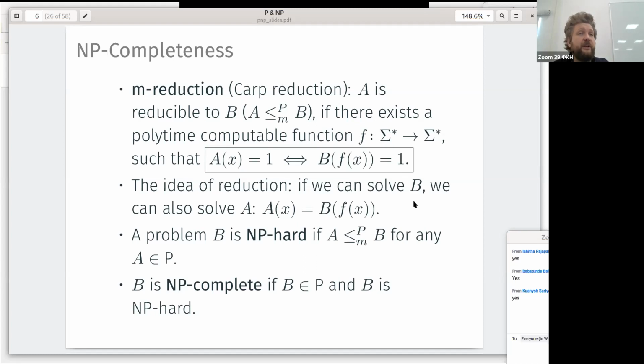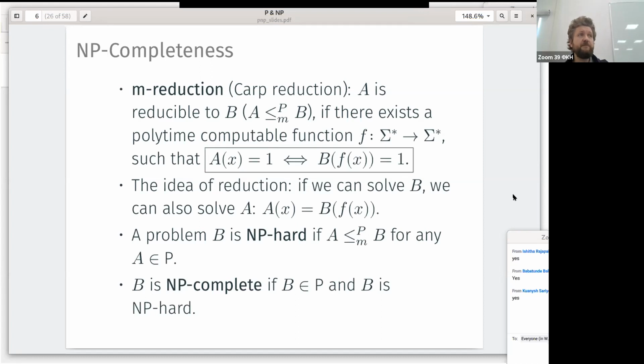Suppose we know how to solve B quickly. Then we can solve A, just as follows. How to solve A? We just compute this function f and submit it to B, and now B does the job. So this means that A is at least not harder than B. There's only a polynomial gap between them.